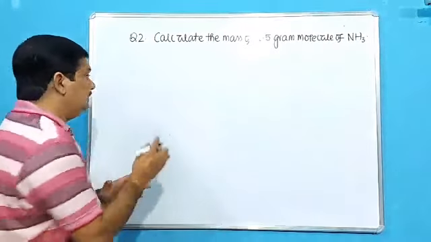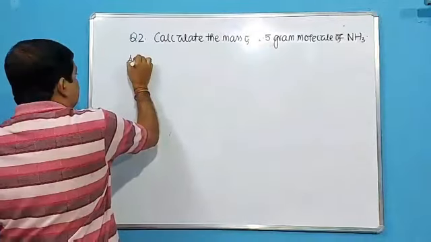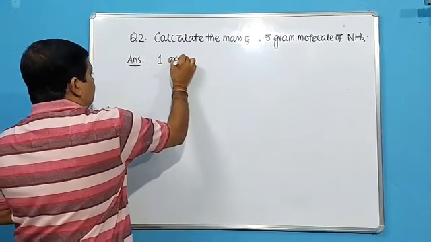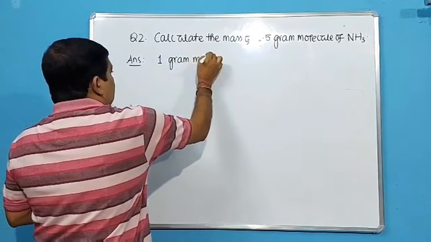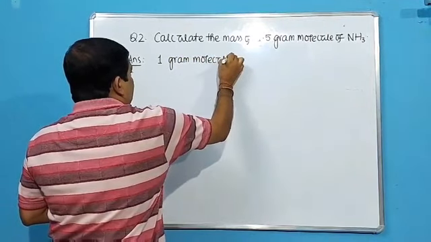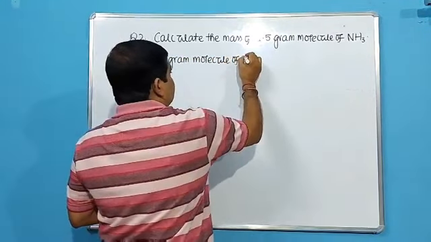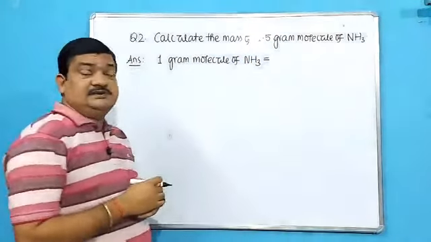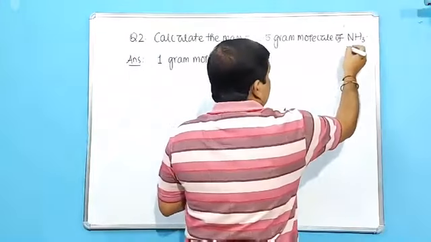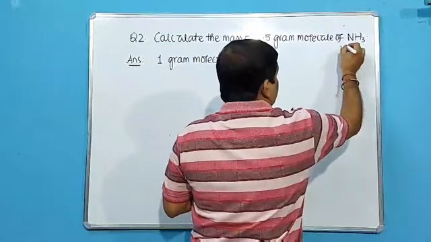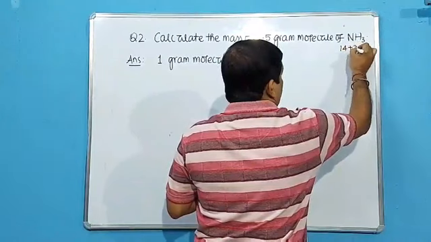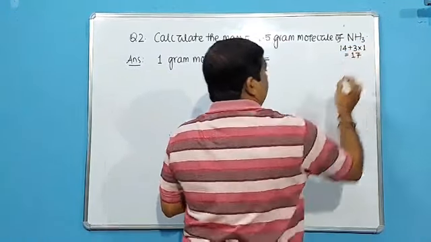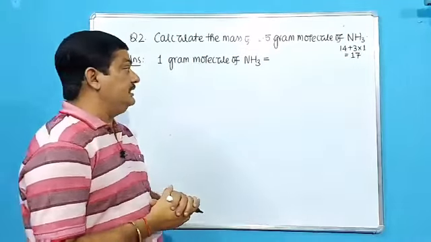So what is 1 gram molecule? 1 gram molecule of ammonia, NH3, means molecular mass expressed in grams. So what will be the molecular mass of ammonia? Nitrogen is 14 plus 3 into 1. That is 17. So the molecular mass of ammonia is 17.